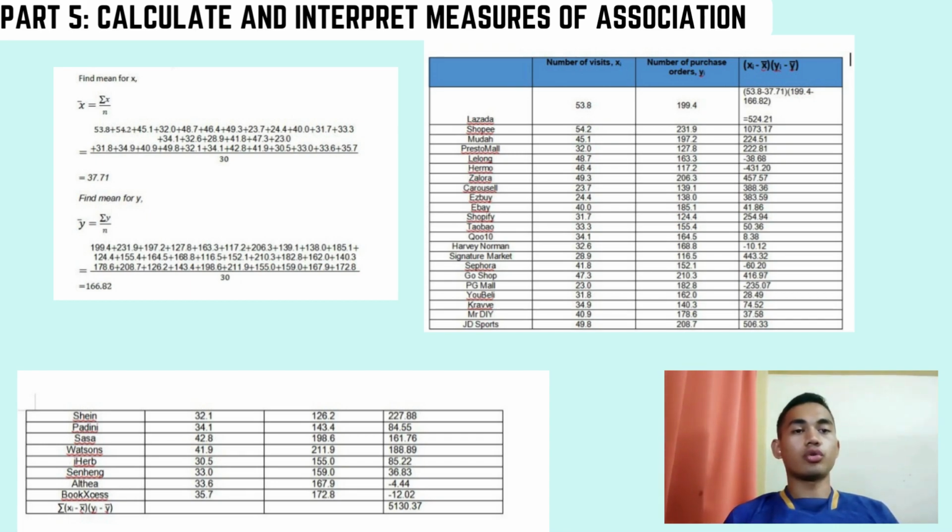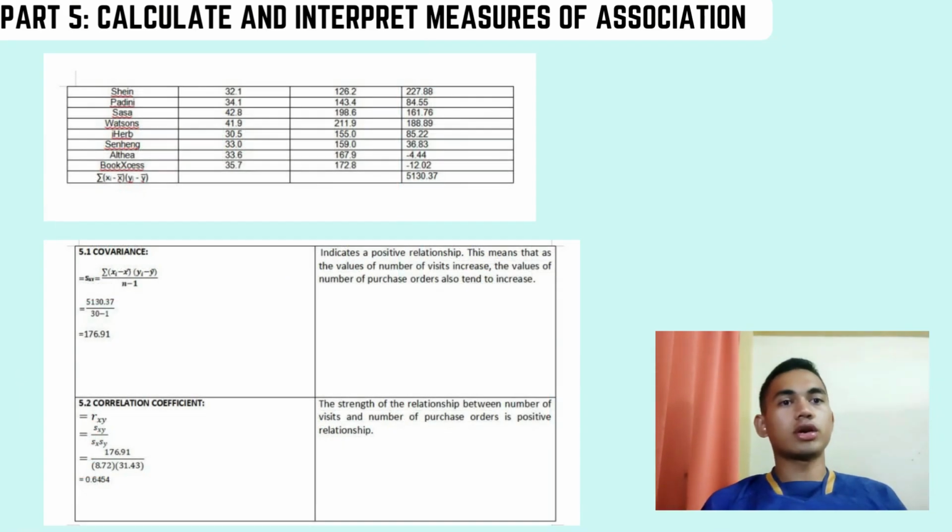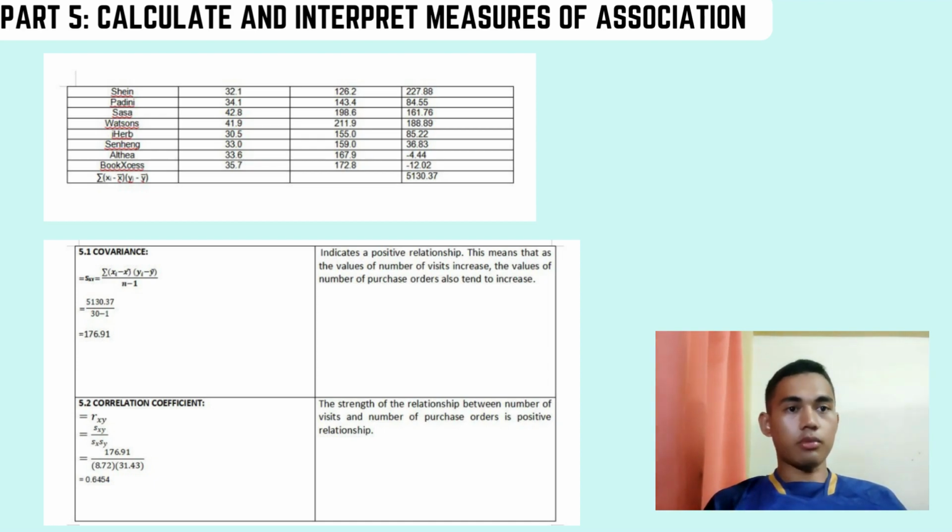The same is used for y, so we got 166.82. After getting the mean, we can calculate covariance. The formula for covariance is the sum of (xi minus x mean) times (yi minus y mean) divided by n minus 1. First, we calculate each of the online platforms by using xi minus x mean times yi minus y mean. Then we sum all of it and divide by 30 minus 1, so we got the covariance, which is 176.91. So we can indicate that it is a positive relationship.